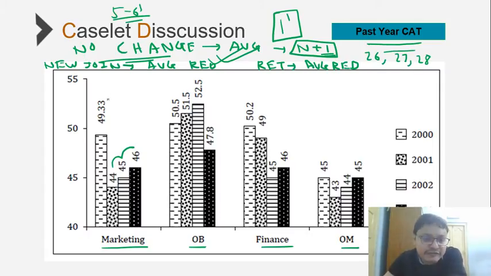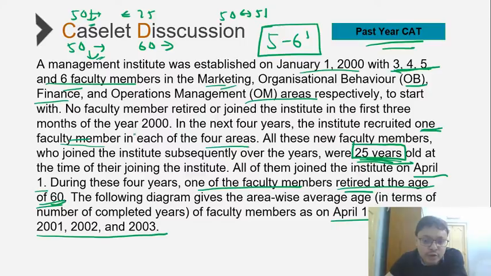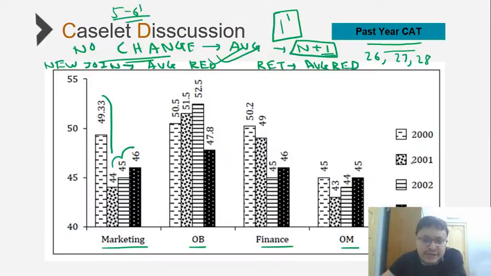So for example, if I look at marketing, the drop happened from 2000 to 2001, which means it's in 2001 that the new faculty did join. So remember, everywhere the new faculty was joining on April 1, so it's only in 2001 that the new faculty joined in marketing, which is why the average dropped from 49.33 to 44. In 2001, the new faculty joined the marketing area.